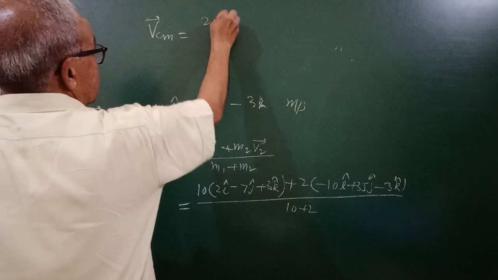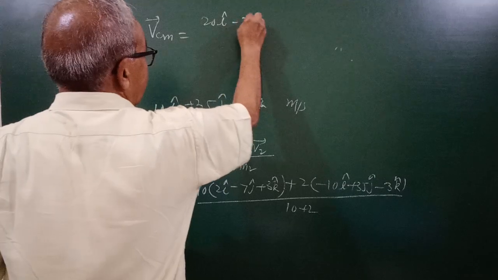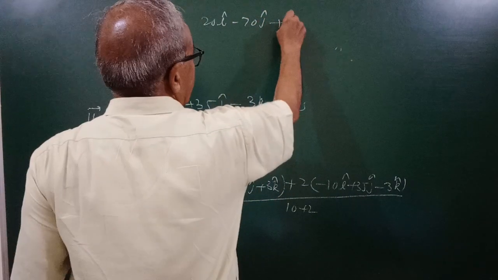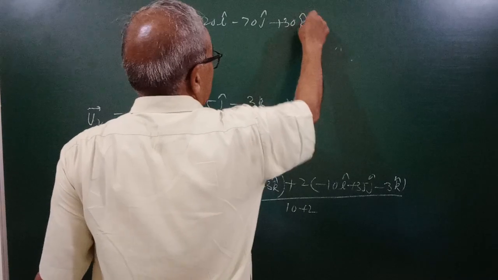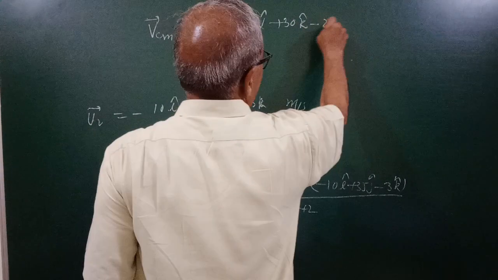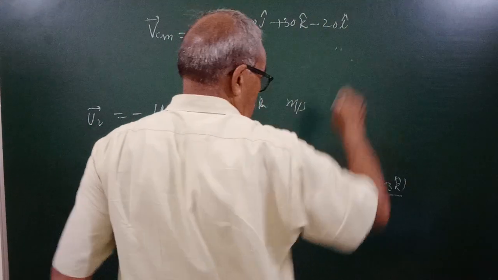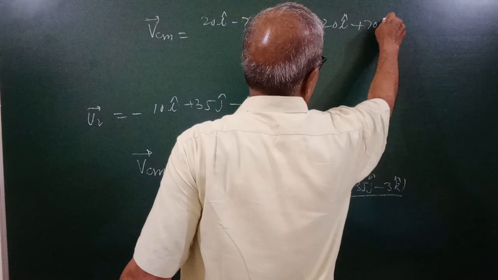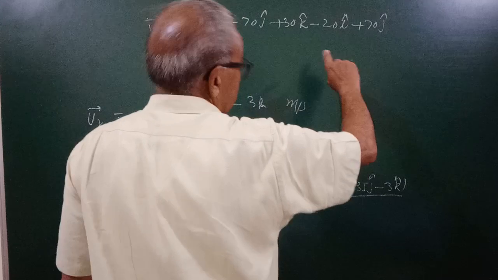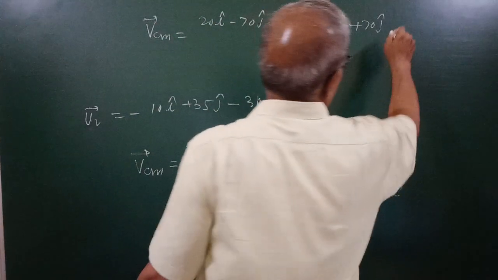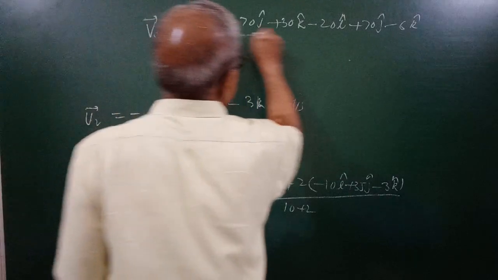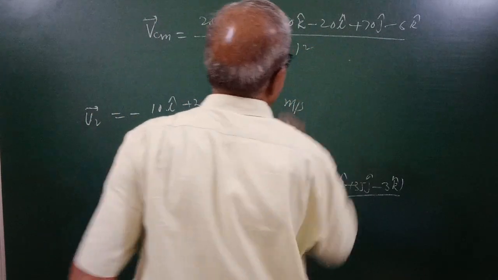20i cap minus 70j cap plus 30k cap, minus 20i cap plus 70j cap, and minus 6k cap, upon 12.